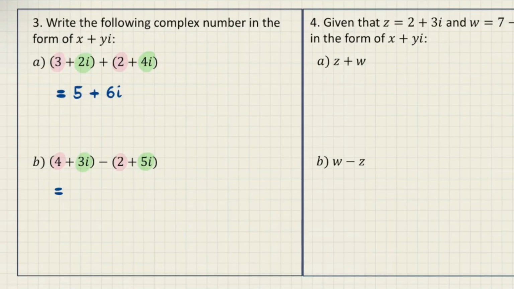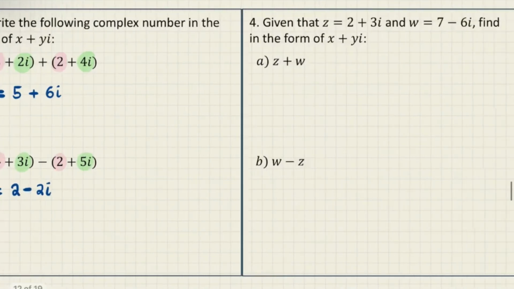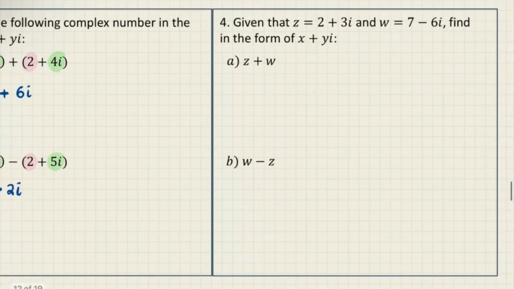3 tolak 5? Negatif 2. So 2 minus 2i. Okay. So settle untuk number 3. So now we move to question number 4.